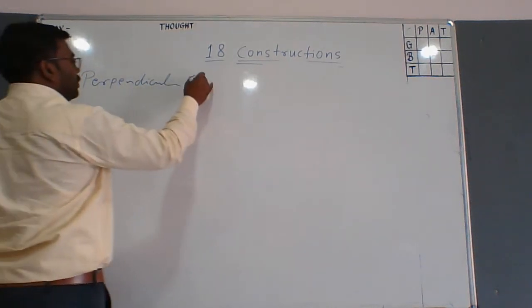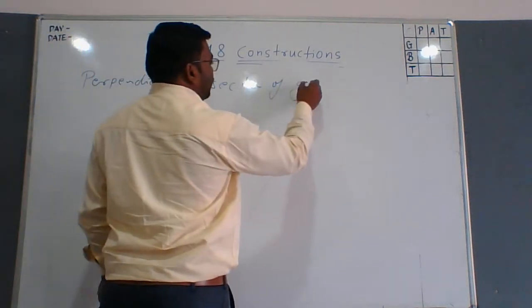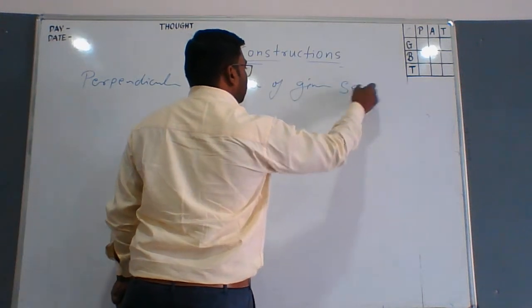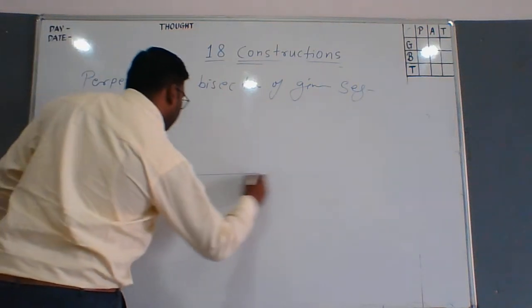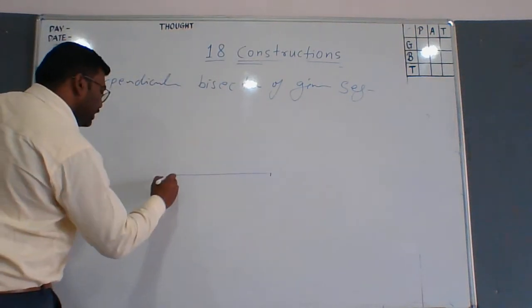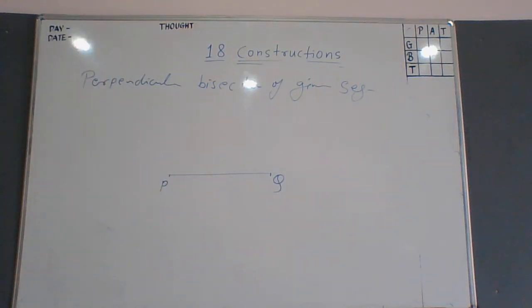Perpendicular bisector of a given segment. Okay, perpendicular bisector for a given line segment. Now take any line segment of any length, PQ. Whatever the length is, you can take any length for it.